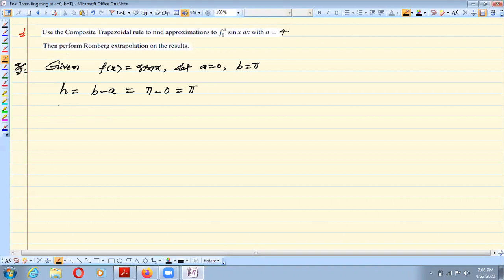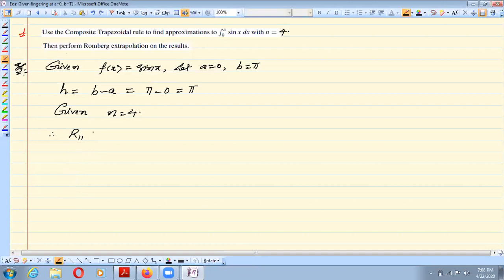We have to find out, sorry, given that n is equal to 4. So therefore we have to find out first of all R11, R21, R31, R41. Because given n is equal to 4, we start with R11, next we go for R21, continuing this process R31 until R41. So first we need to find out R11.